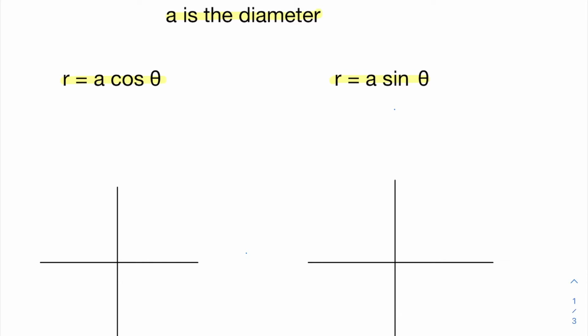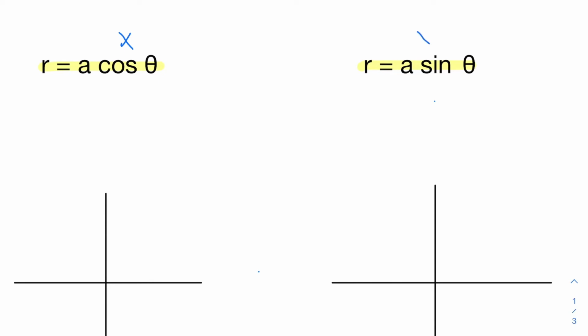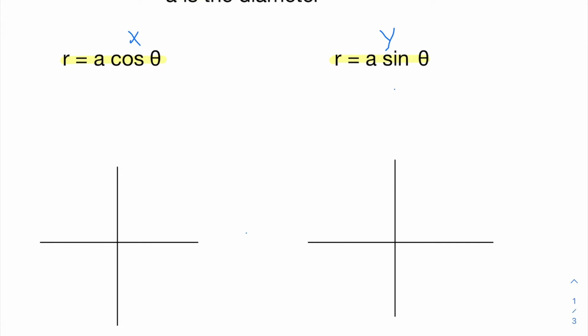Now, a lot of us are familiar with associating cosine values with an x or horizontal coordinate, and sine values with a y or vertical axis. And that's exactly what we're going to do here with the circles we draw. When you have a cosine theta, the circle is going to run along your horizontal axis. And when you have a sine theta, it's going to run along your vertical axis.